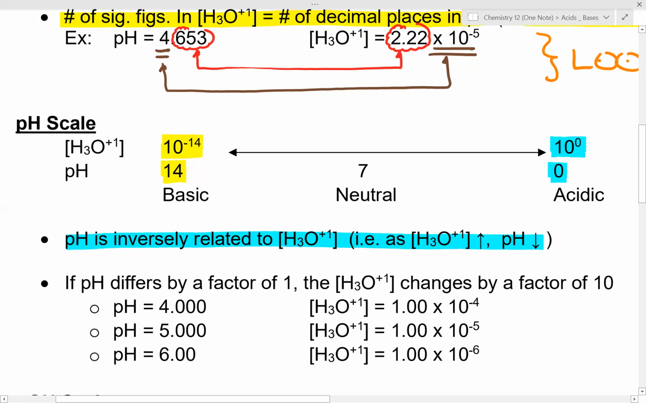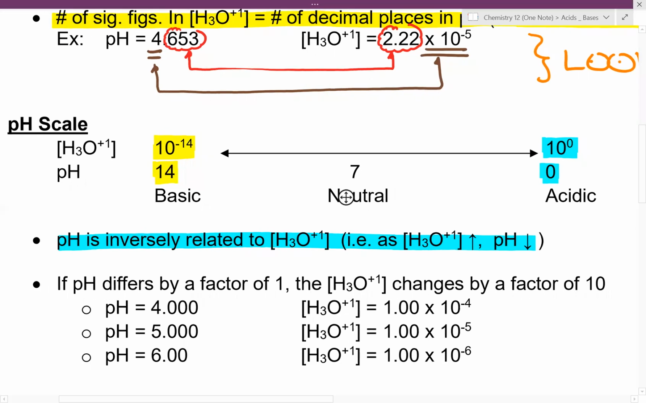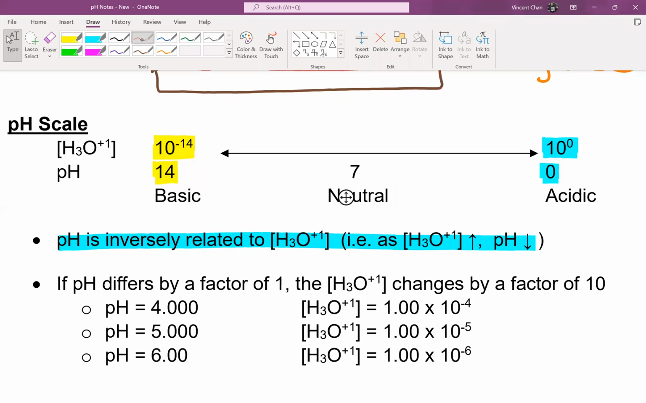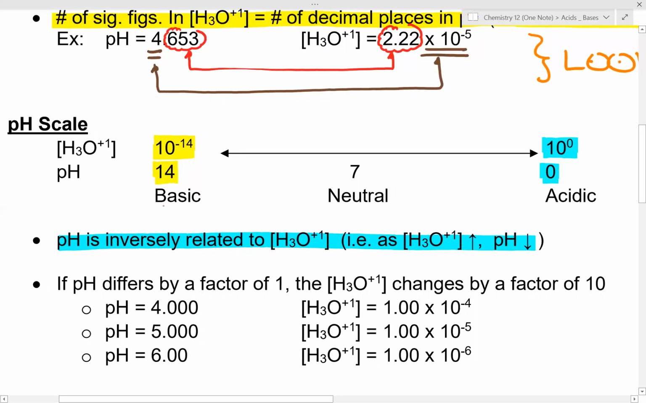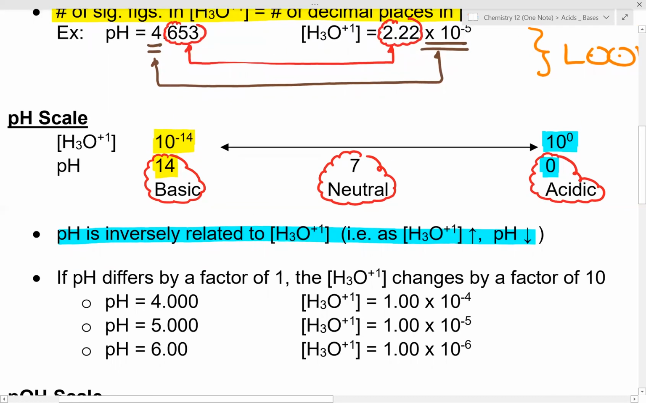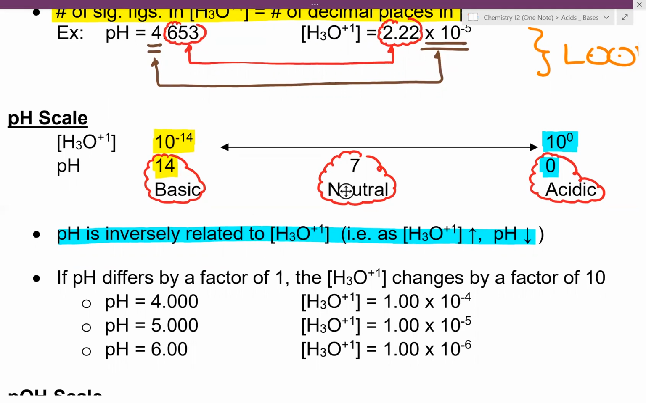value. Now, most of you are familiar with the pH scale, and you should notice that the higher the pH number, the more basic it becomes. The lower the pH value, the more acidic it is, and a pH of 7 is generally neutral. Okay. Now, another thing that you should be aware of is if pH differs by a factor of 1, the H3O plus changes by a factor of 10.